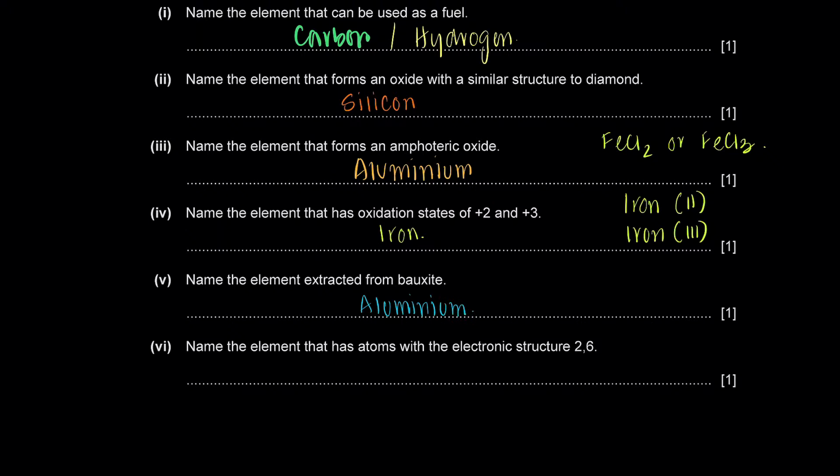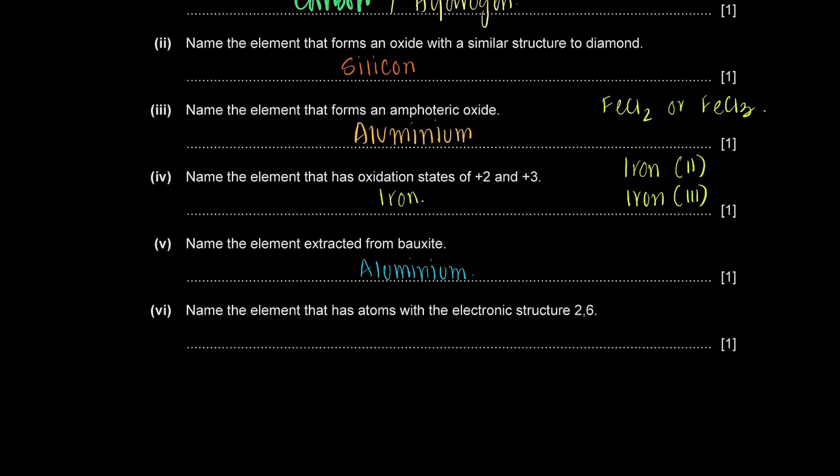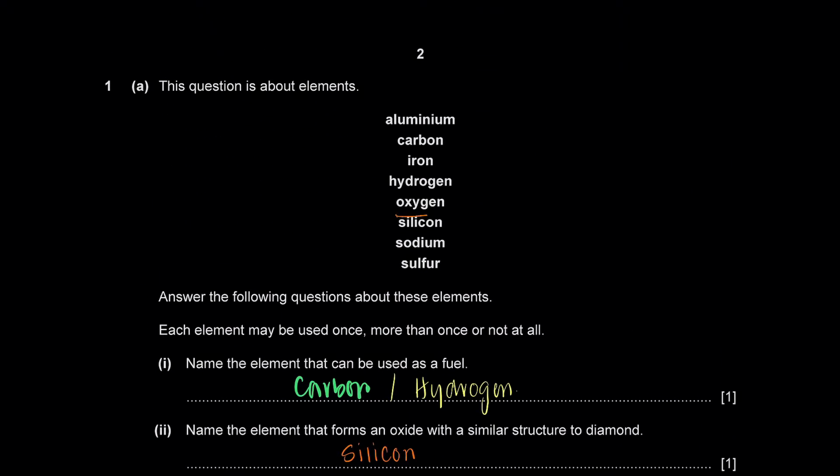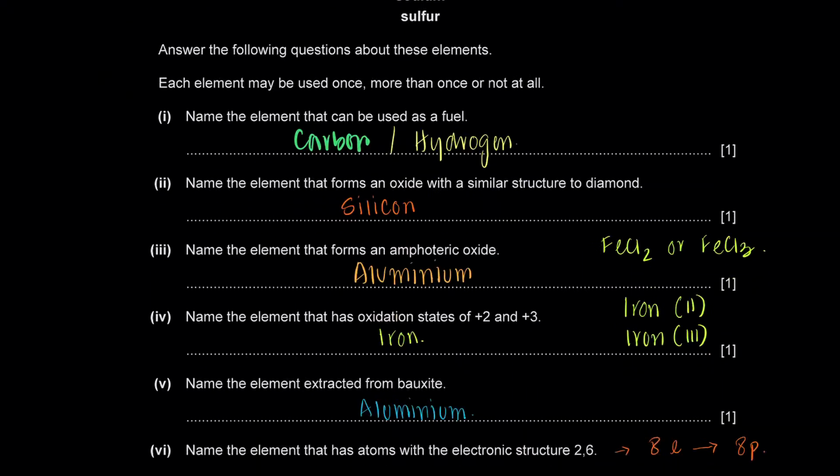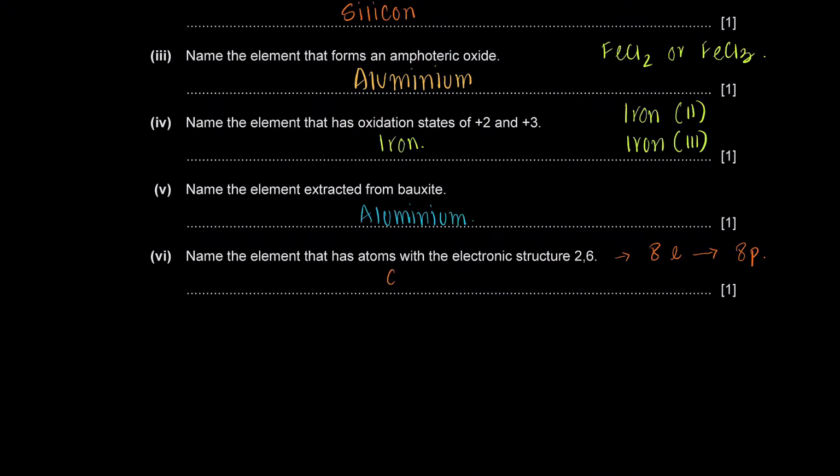Name the element that has an atom with an electronic structure of 2,6. If it has an electronic structure of 2,6, that means it has 8 electrons. If it has 8 electrons, that atom would have 8 protons. What would have 8 protons? I checked the periodic table real quick and I confirm it's present over here. Yes, it is. They're talking about oxygen.